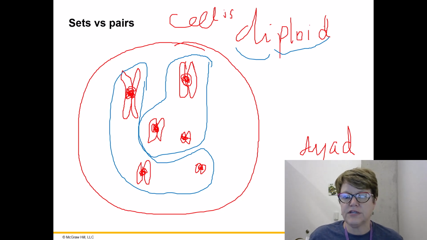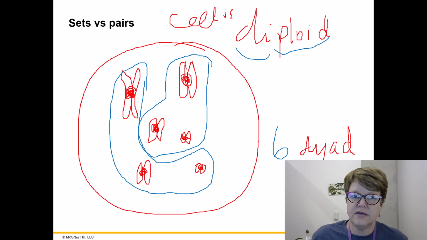And in this particular drawing, the chromosomes are in the dyad form, and there are 6 dyad chromosomes in this cell. But the chromosomes are in the dyad form, and the cell is diploid. So in blue, I have circled the sets. One set here, a large, a medium, and a small makes up a set. Another large, medium, and small makes up a set.